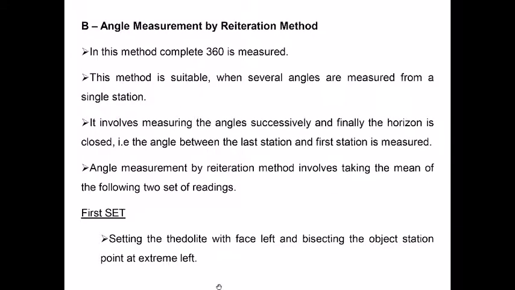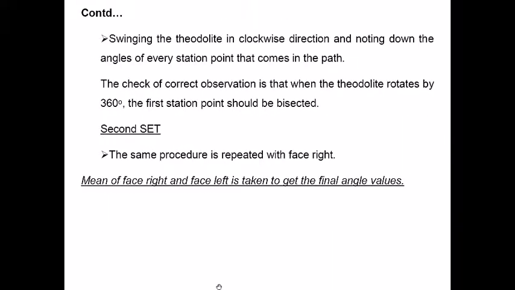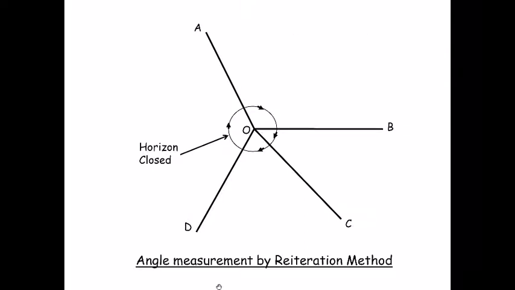Alternatively, the other method is called the reiteration method. In the reiteration method, let's see. So now you want to measure the angle AOB, and you also want to measure the angle BOC and COD. One way is you use the repetition method once for this angle, once for this angle, and once for this angle. But that would take up a lot of time.